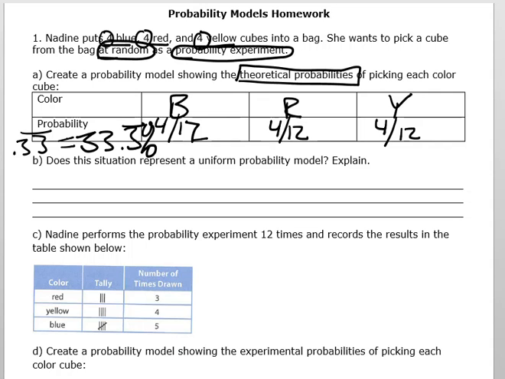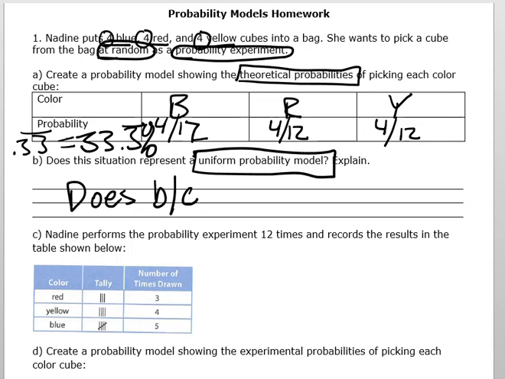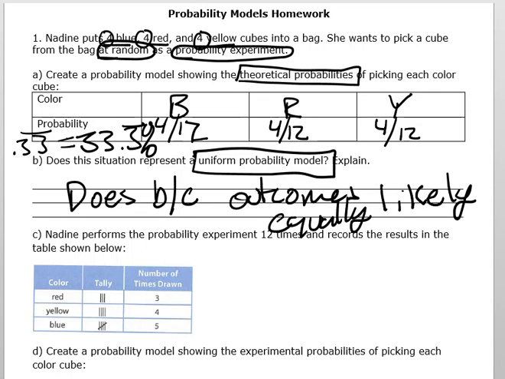Does this situation represent a uniform probability model? Well, what I'm going to ask myself is: is each outcome equally likely? And in this case, yes, it is. So this does represent a uniform probability model, because the outcomes are equally likely. Cool. All right, so now let's take a look.